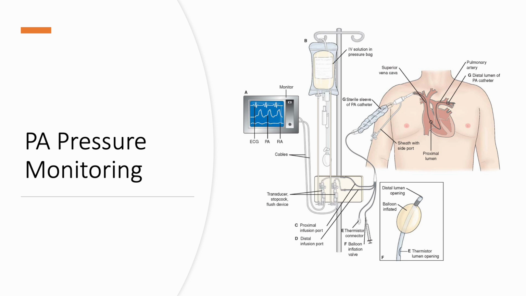Your normal pulmonary artery systolic is 15 to 30 and diastolic 8 to 15 millimeters of mercury. These values are crucial for managing patients with heart failure, pulmonary hypertension, and other cardiovascular conditions, helping us guide fluid management and make therapy adjustments based on it.